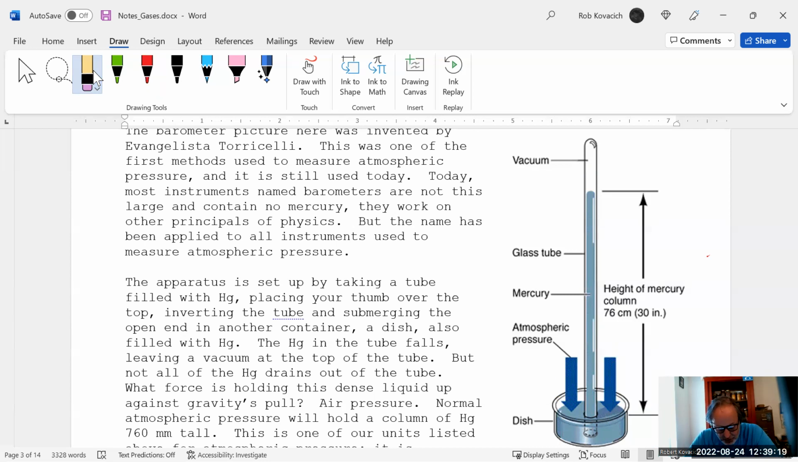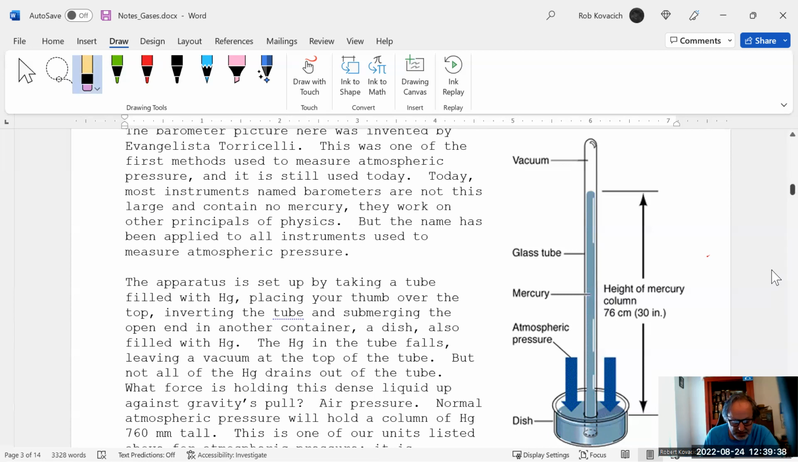Okay, so why is this important? Well, it's important because Torricelli was trying to study the atmosphere, but he was also trying to determine how atmospheric pressure relates to weather. And so this is an interesting phenomenon. We still use this today.